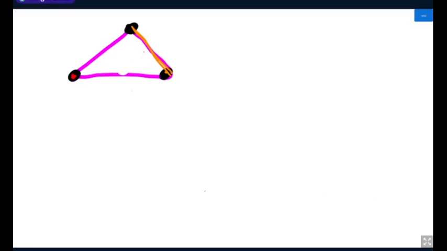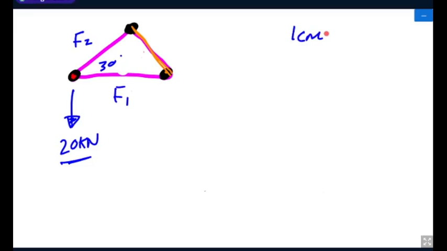Let's just say there's a 30 in there. We'll call this F1 and we'll call this F2. Let's say this is 20 kilonewtons coming down. Same thing, but it's going to be slightly opposite now. So we would then draw 20 kilonewtons. I'll do the same thing: 1 centimeter.